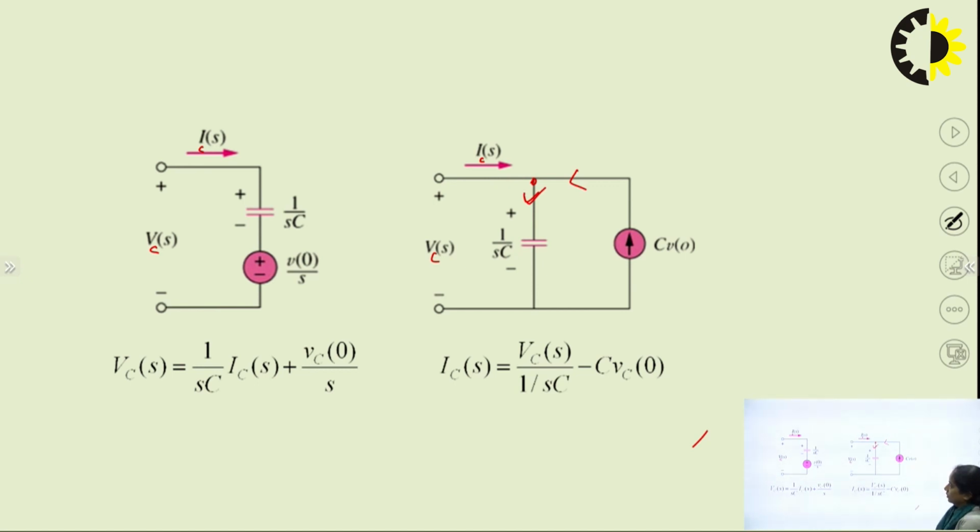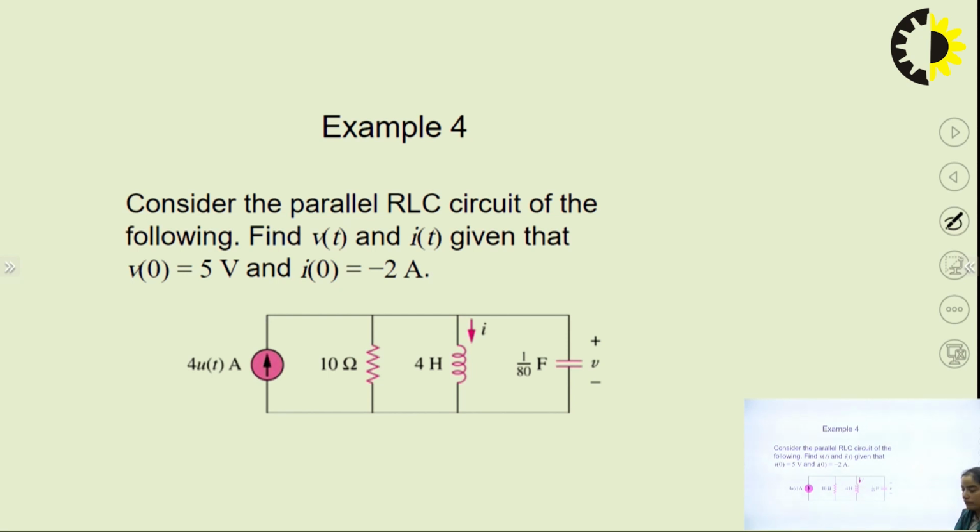Now we will see an example of a parallel RLC circuit where we have the initial values also. Here a parallel RLC circuit is given where v(t) and i(t) are to be calculated. So this is V, this is I. The values of these need to be calculated. The initial voltage is given as 5 volt and the initial current is -2 ampere. The initial current will be through the inductor and the initial voltage will be across the capacitor.